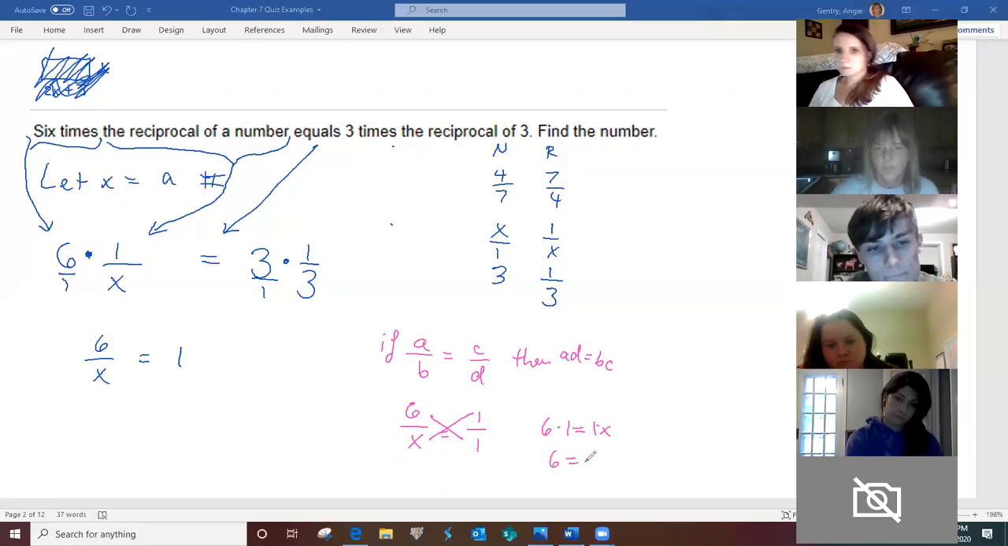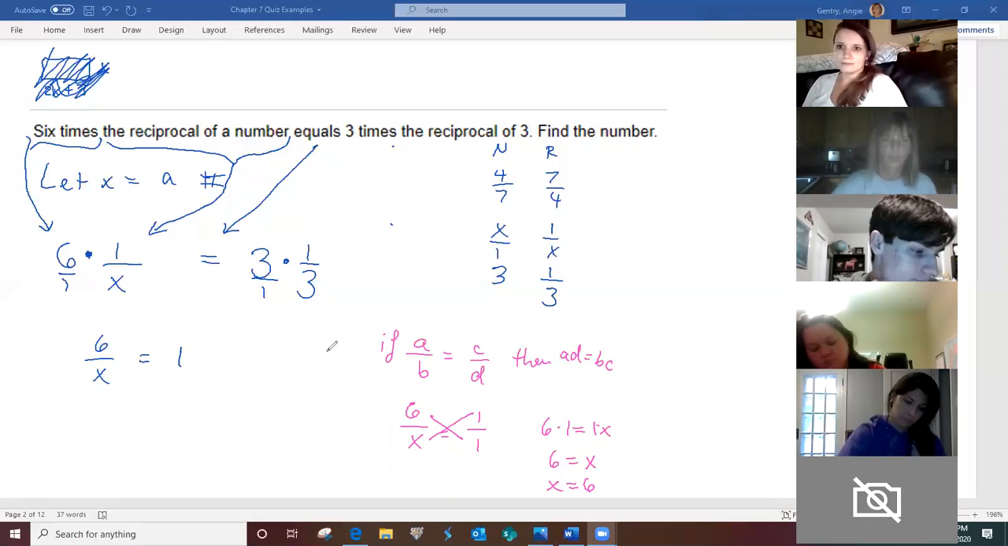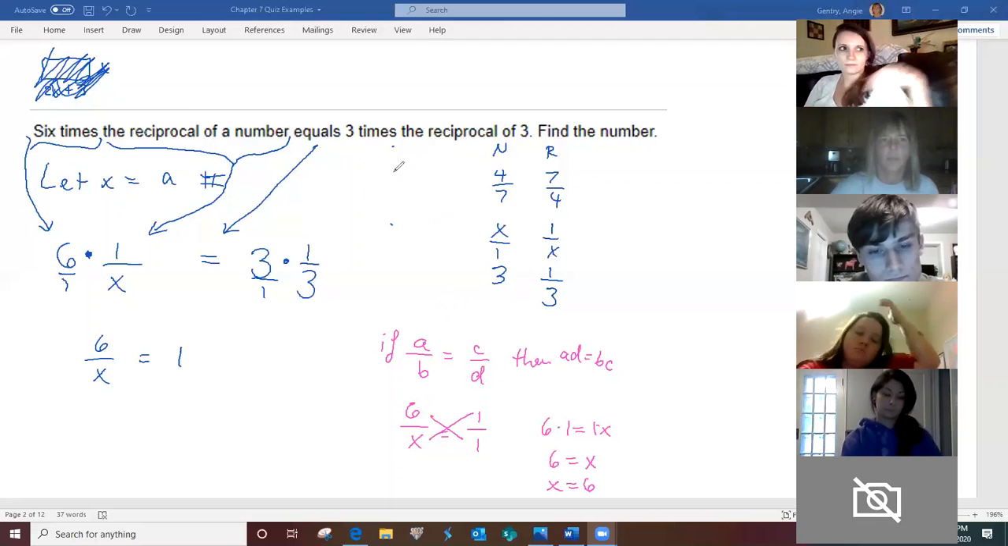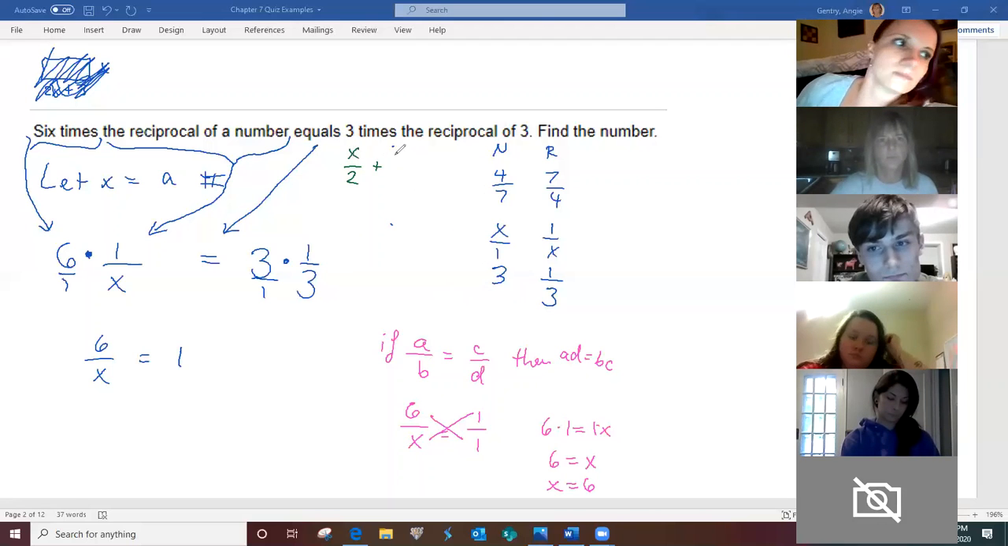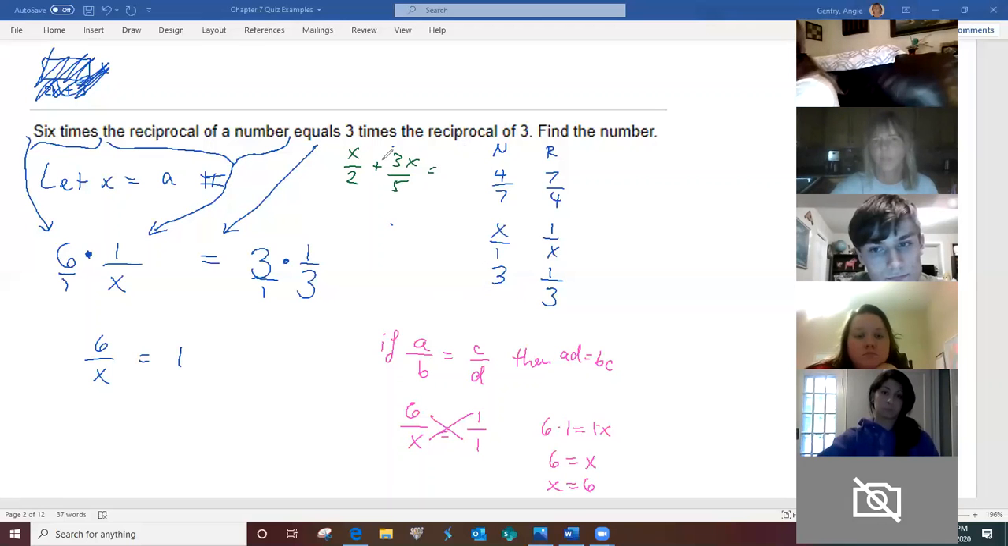So x is 6, you see? That's using cross multiplication. If you like the magic trick, the reason I push the magic trick is because the magic trick works even if you have more than one term on each side. This only works when it's exactly like this. But if you had something like x halves plus 3x over 5 equals blah, blah, that means the magic trick will work for all of them.